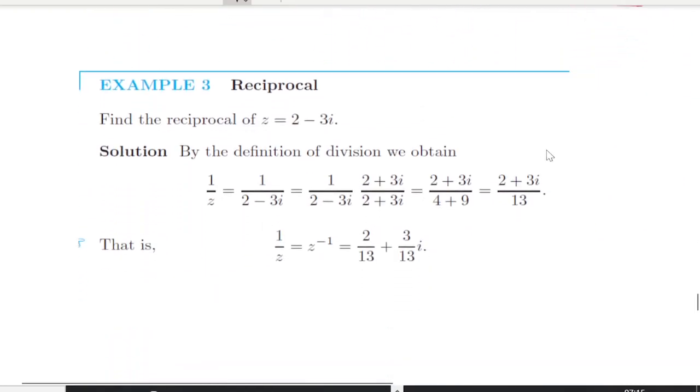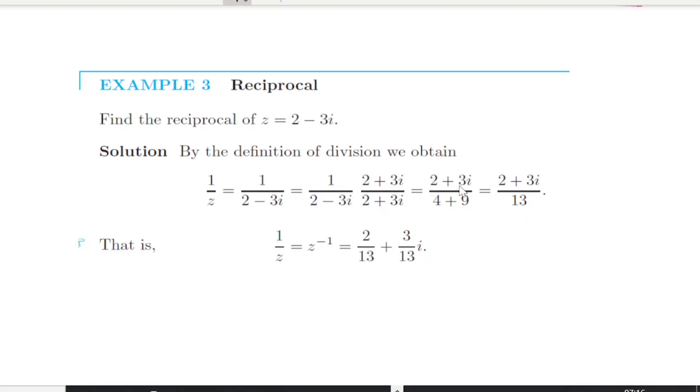See, here is the way we are finding the reciprocal. Given that we want to find the reciprocal of z equal to 2 minus 3i, so we want to find 1 by z, so 1 by 2 minus 3i. This is nothing but the division. Now we want to multiply and divide with the conjugate of the denominator, that is 2 plus 3i. So you have divided and multiplied with 2 plus 3i.